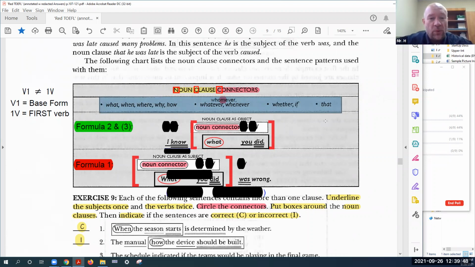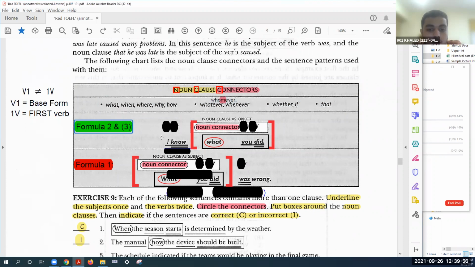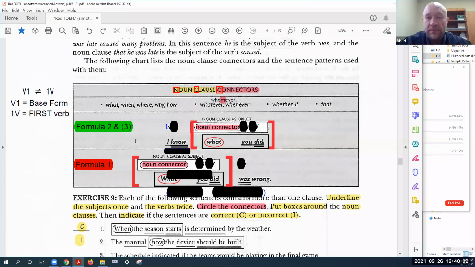Okay. Do formula 1, Khalid. Or, sorry, formula 2 and 3. I know what you did. Can you explain it? First subject. I, the subject. Okay. First verb. So good. 1V. Connector. What. Good. Second subject. You. Second verb. Did. Main clause. What you did.